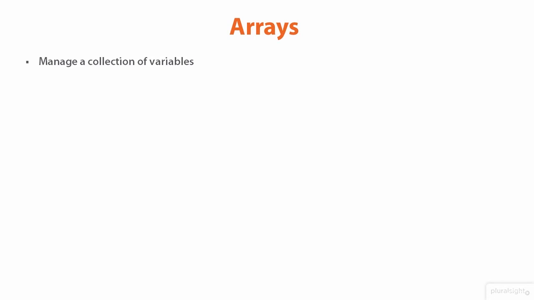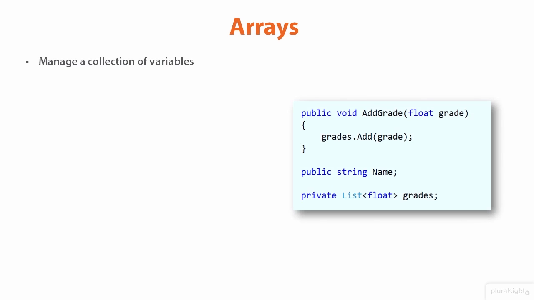One more reference type that I want to cover in more depth is the array. The array is a simple data structure to manage a collection of multiple objects or multiple values. And the array itself is always a reference type. Now you might remember that in our gradebook, we are managing a collection of multiple floating point values.